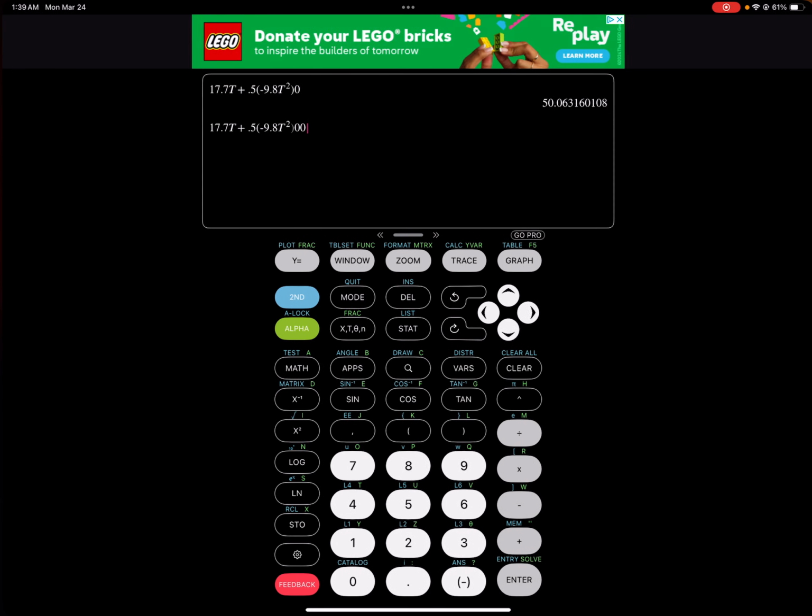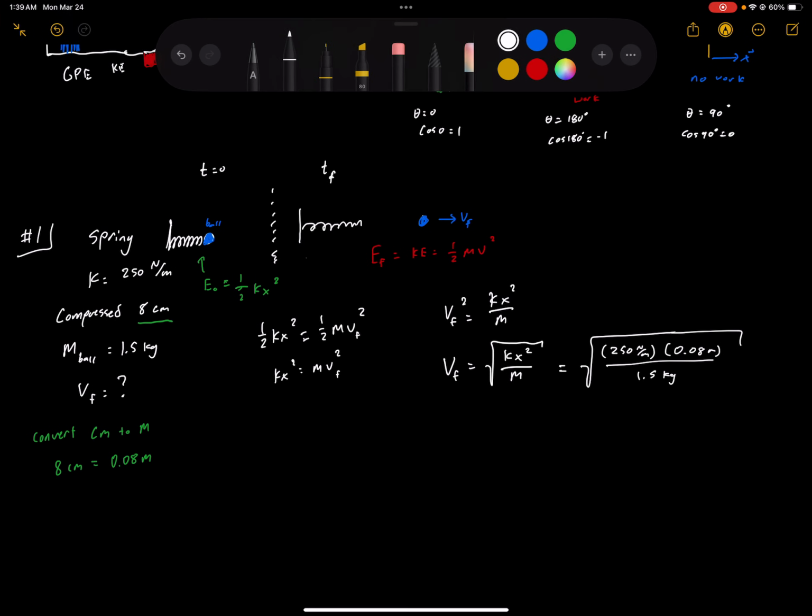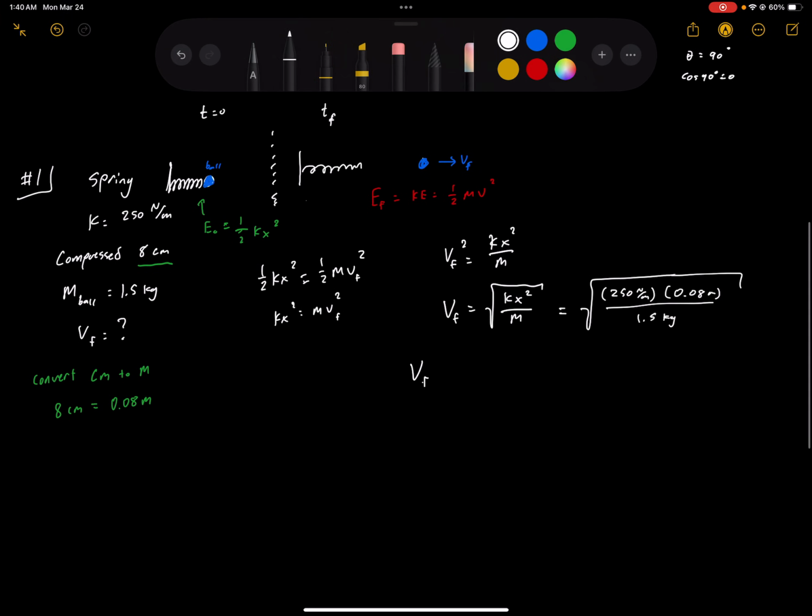And I'm even going to bust out the calculator just to make sure we don't mess this up. So here I got 250 times 0.08. Okay, divide that by 1.5. And then don't forget to take the square root at the end. Me personally, I like to just raise it to the 0.5 power. It's the same thing as taking the square root, raising it to the 1/2 power. And then with that, I get a final answer of 3.65. So the answer to this problem is 3.65 meters per second.